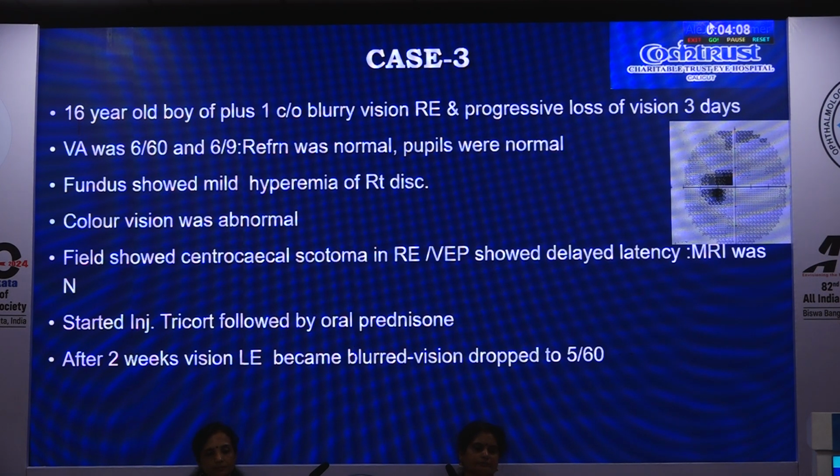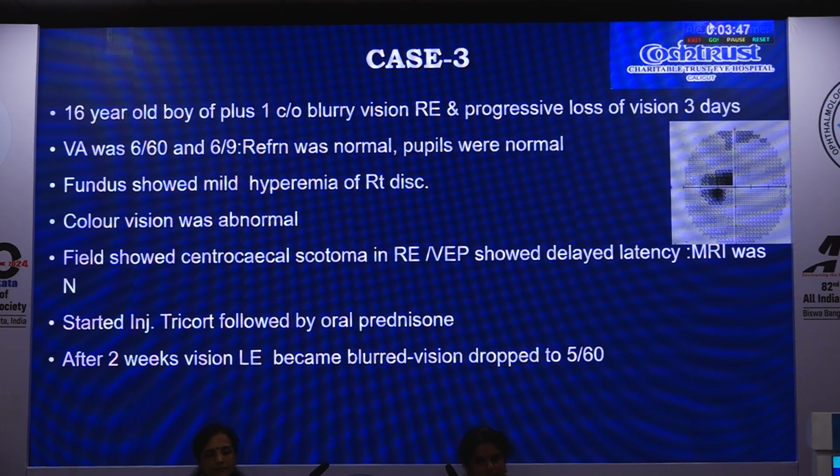Refraction was normal, pupils were normal. Fundus showed mild hyperemia of the disc. Color vision was abnormal with the desaturation. Field showed centrocecal scotoma in right eye. VEP showed delayed latency, and MRI was normal. So we diagnosed optic neuritis and started him on injection.